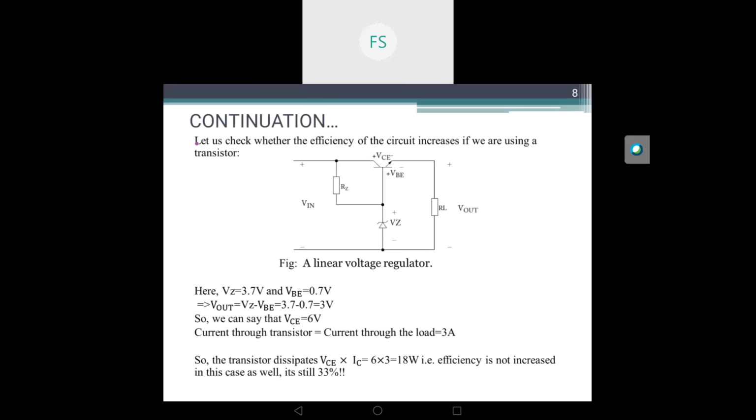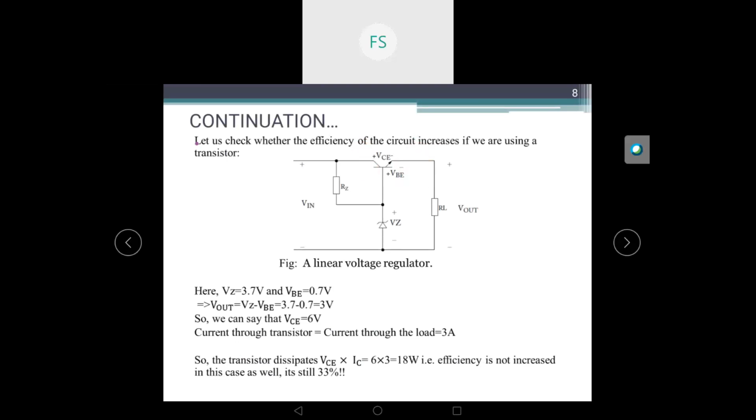So here I have replaced the resistor by a transistor. You can see it over here, right? So this is a transistor. The rest is the same: the input voltage will be 9 and the load resistor will be 1 ohm. Here the Zener voltage is about 3.7 volt and the base emitter voltage is about 0.7 volt. And your output voltage will be Vz minus VBE, so it will be 3.7 minus 0.7, that is equal to 3 volt.